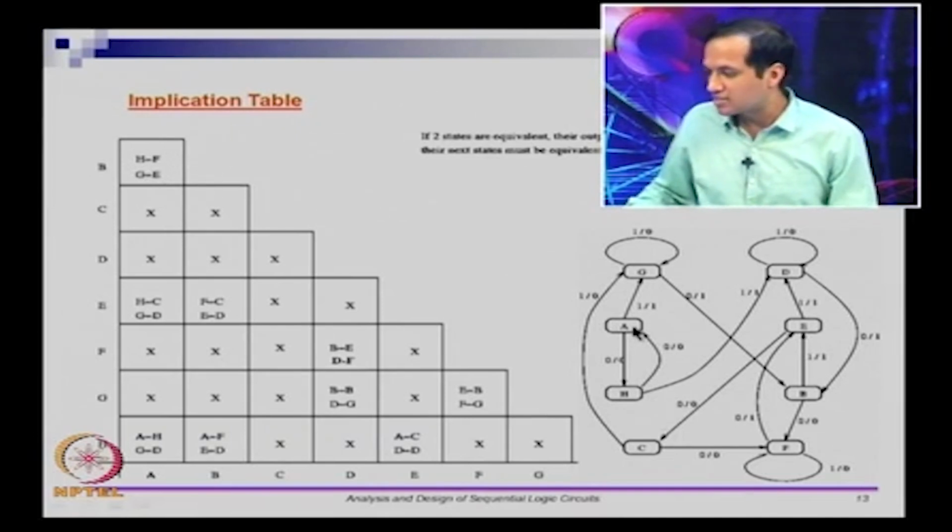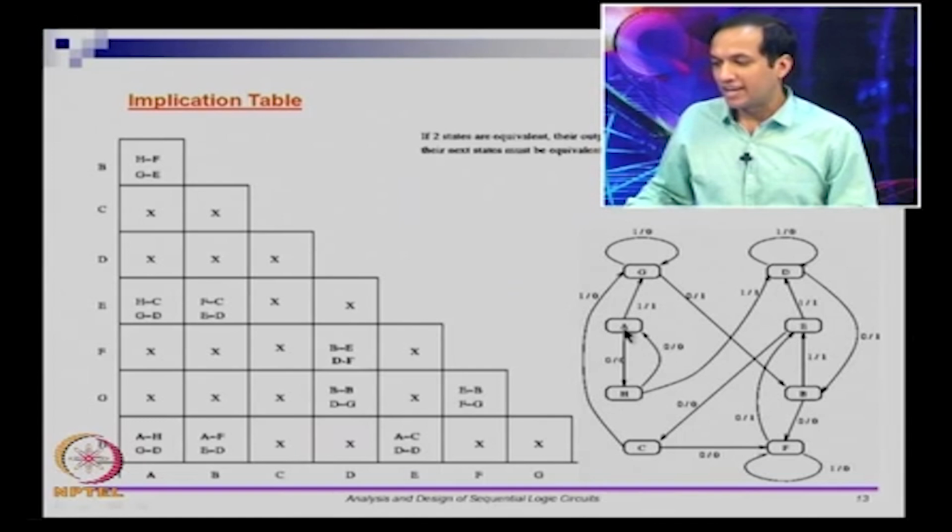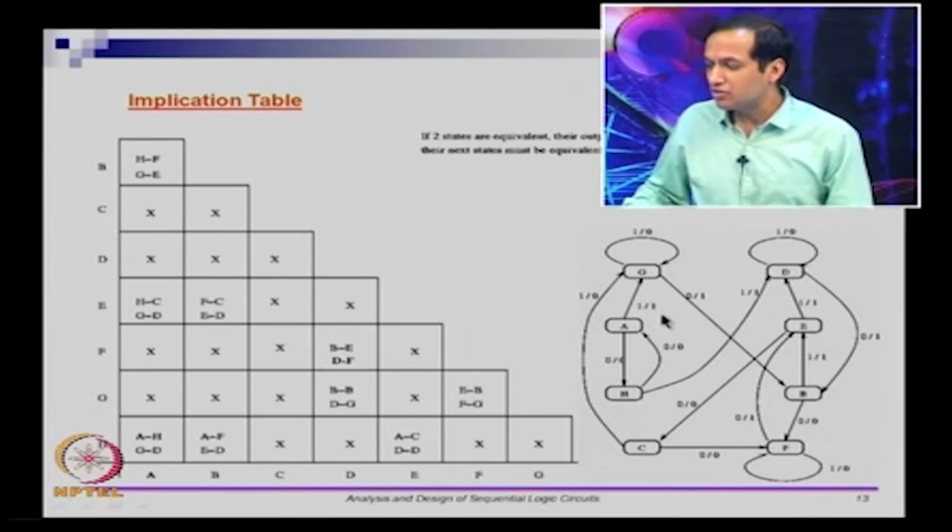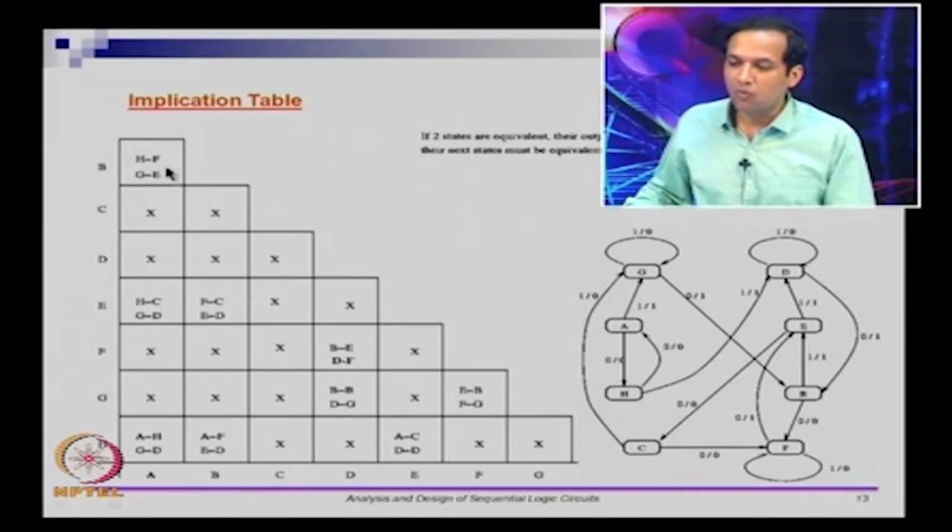Let us look at one transition from A. If on 1 from A goes to G, on 1 from B goes to E, if I claim that A and B are equivalent, then by the definition of equivalence, G and E should either be the same state or they should be equivalent states. So what we are putting here is that if I want A and B to be equivalent, these two conditions must be satisfied. That is what it means, right. If A has to be equivalent to B, then these two conditions should be satisfied. H should be equivalent to F and G should be equivalent to E.